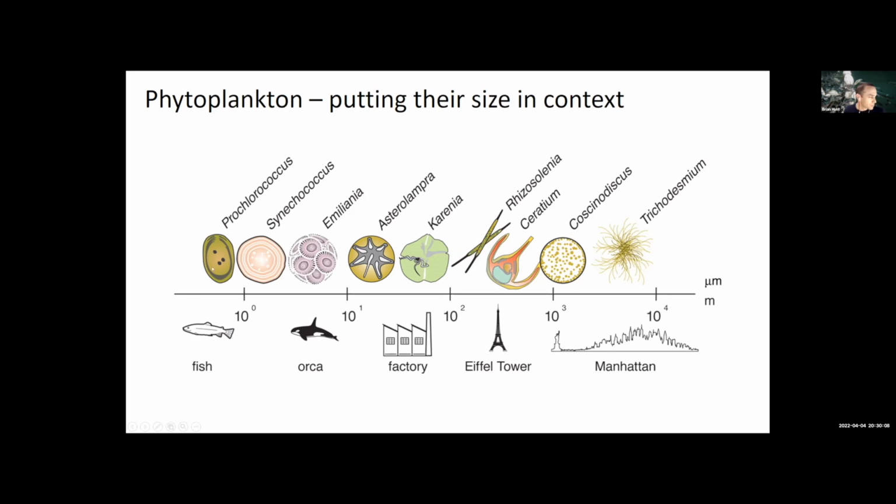That means if the smallest phytoplankton was the size of a herring, the biggest phytoplankton would be the size of Manhattan. That's an enormous range. It's a much bigger size range than you see in the upper trophic levels. If you think about it, that must be very important for the animals that eat phytoplankton, right? If you're eating something the size of a fish, it's very different to eating something the size of Manhattan.